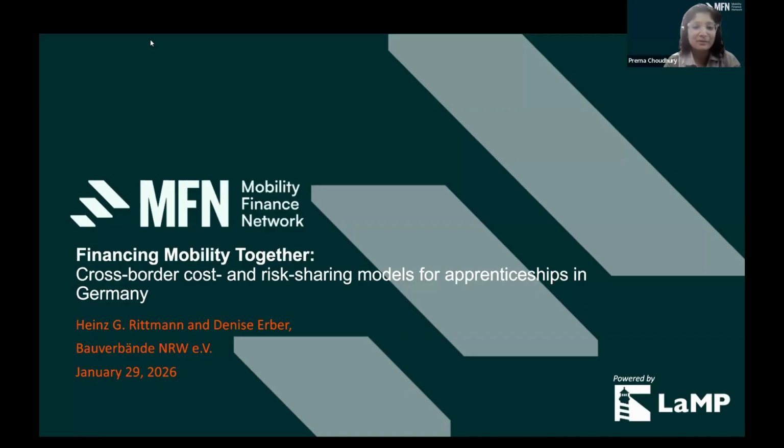We'll be talking about cross-border cost and risk sharing models for apprenticeships, particularly going from African countries to Germany. Slide, please.